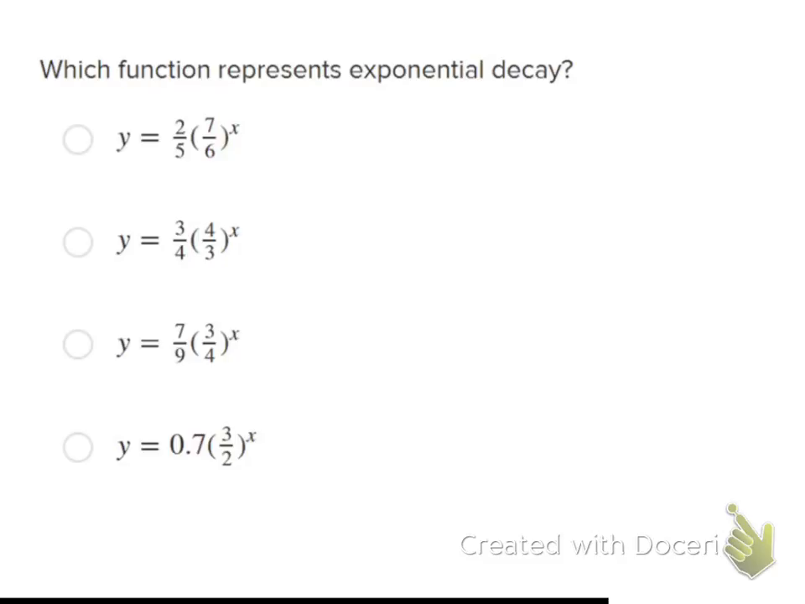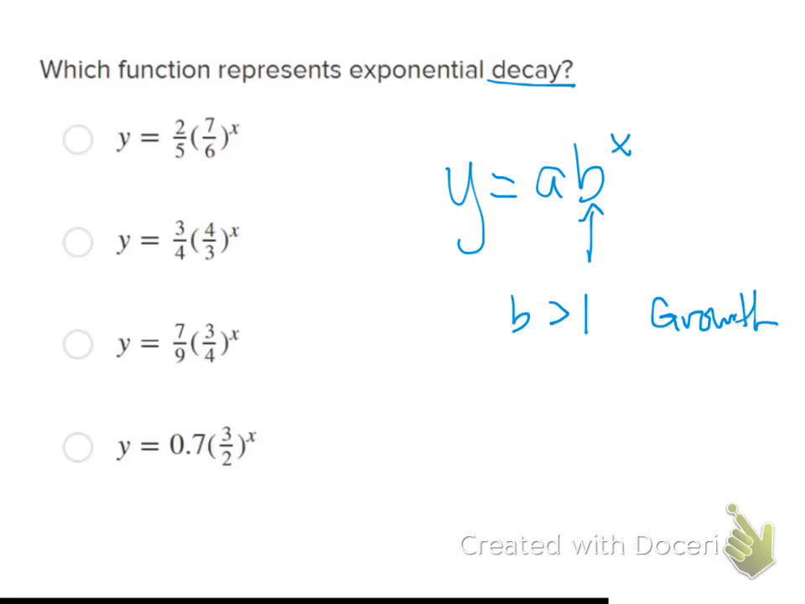Okay, the last one here I want to think about is, it says, which function represents exponential decay? And for you to remember, we need to keep an eye on the b. When b is greater than 1, it's going to be growth. And when b is between 0 and 1, it's going to be decay. So what have we got here? Growth or decay? Well, remember, we're looking at the b, and that's bigger than 1, so that would be growth.